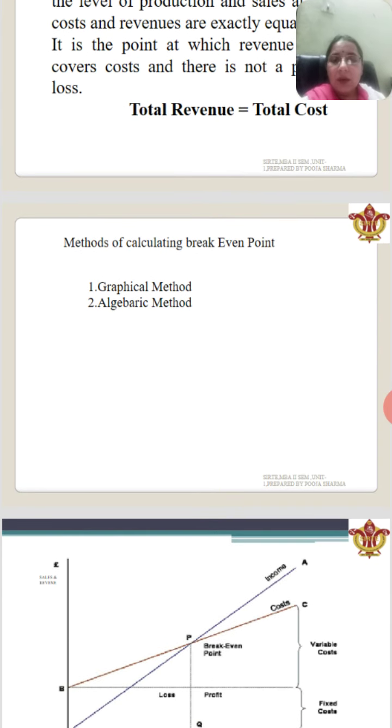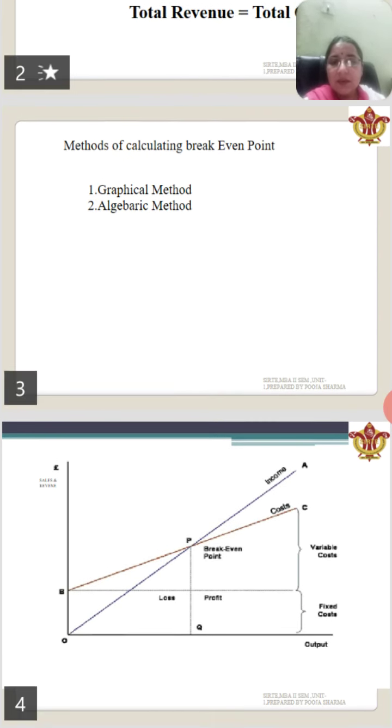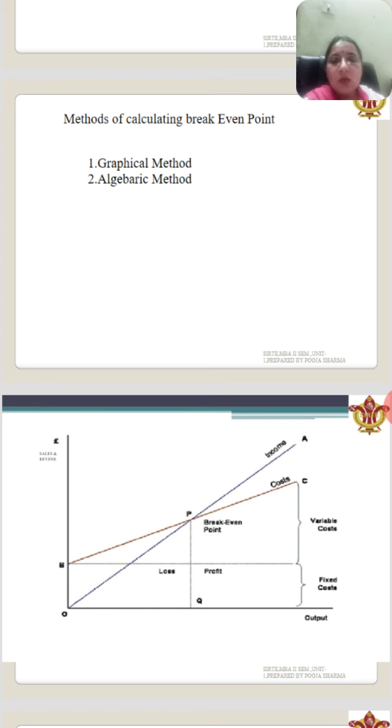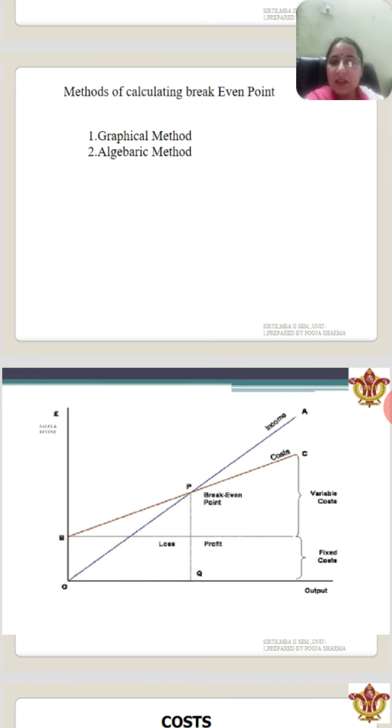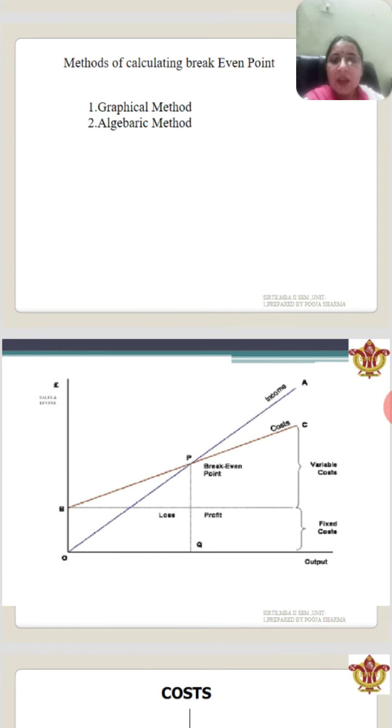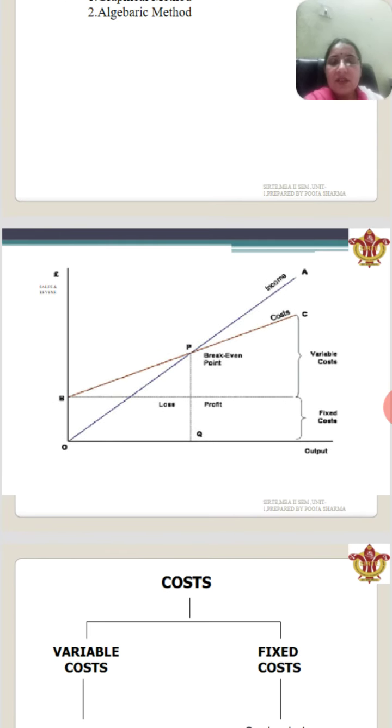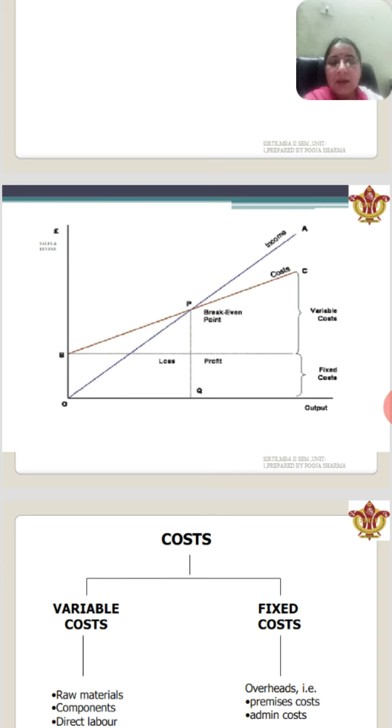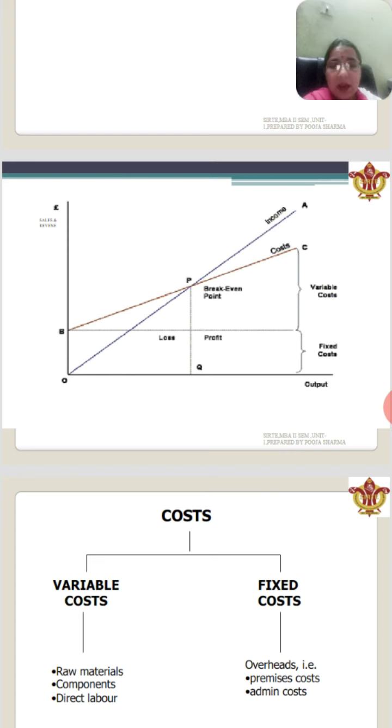So now let's start the first method. There are two methods of calculating the break-even point. First is the graphical method, second is the algebraic method. In the graphical method, here you can see the output level is shown on the x-axis and revenue and sales will be shown on the y-axis.